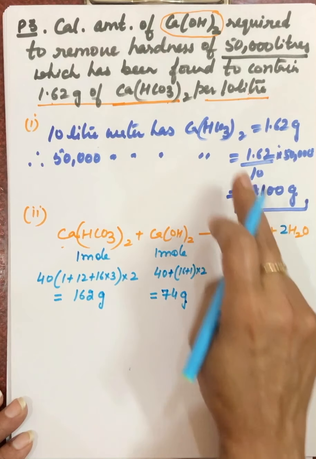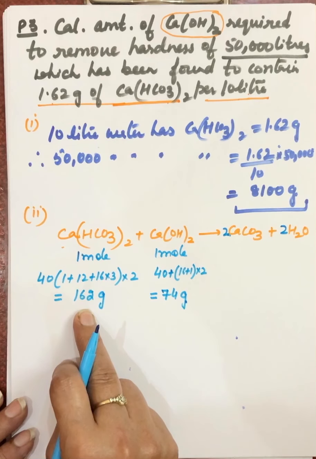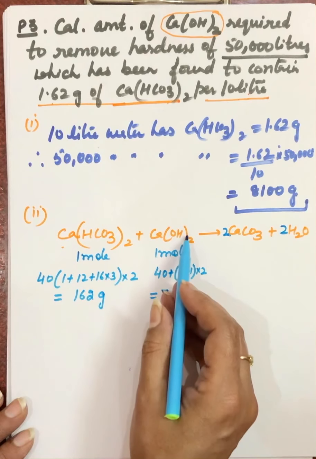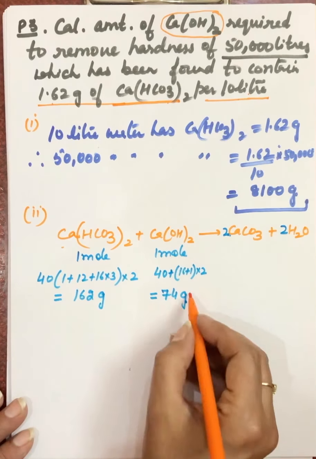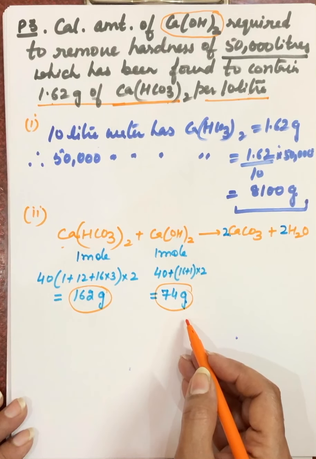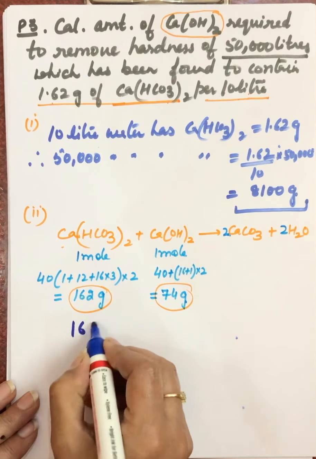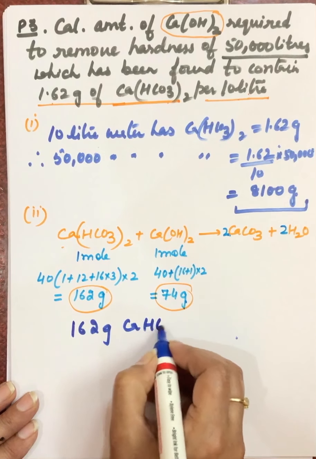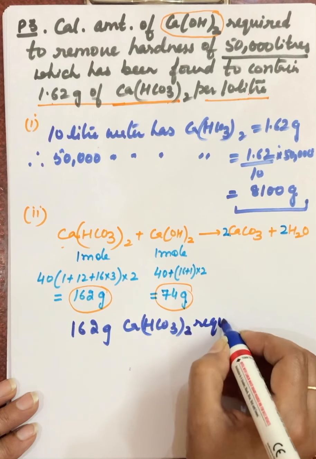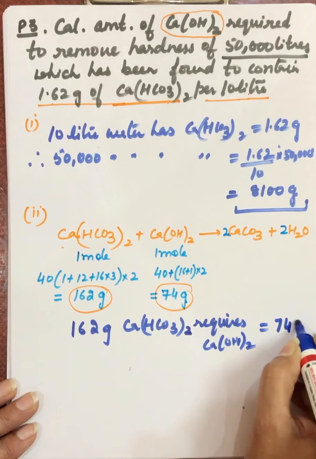So how much calcium bicarbonate do we have to remove? 8100 gram. If 162 gram calcium bicarbonate is there, to react with it, how much calcium hydroxide is required? 74 gram is required. And for 8100 gram, how much calcium hydroxide is required? Unitary method we will use here. So 162 gram calcium bicarbonate requires calcium hydroxide equal to 74 gram.